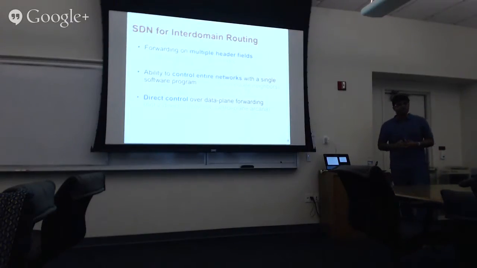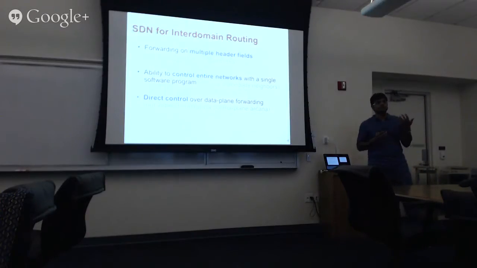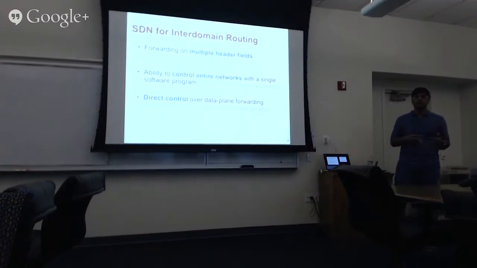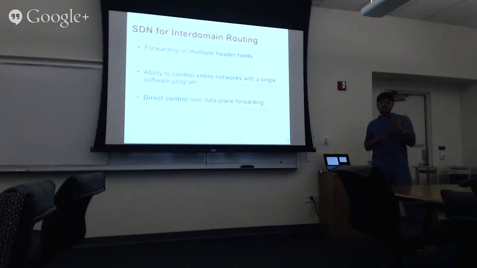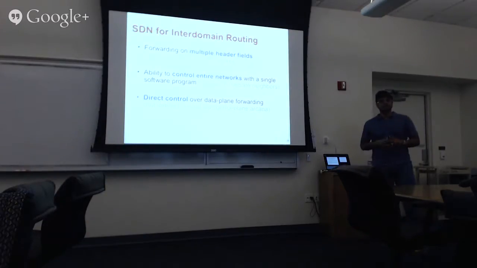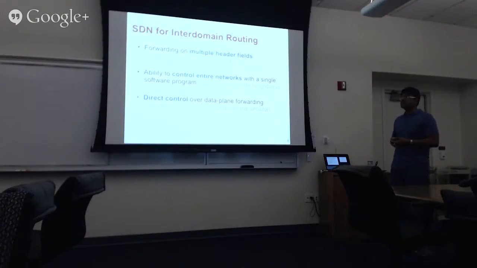Because SDN is known to make routing decisions based on multiple header fields. So you're not limited to just destination IP prefixes. You can use other header fields to make path selection decisions. It also provides the ability to control the entire network with a single software program. So your influence is not limited to your immediate neighbors like BGP. And unlike the indirect mechanisms provided by BGP, SDN provides direct control over the data plane. So you can have more flexible control over the data traffic.